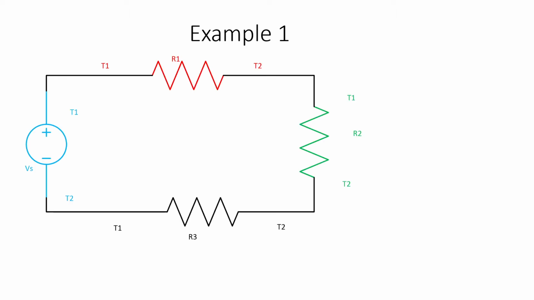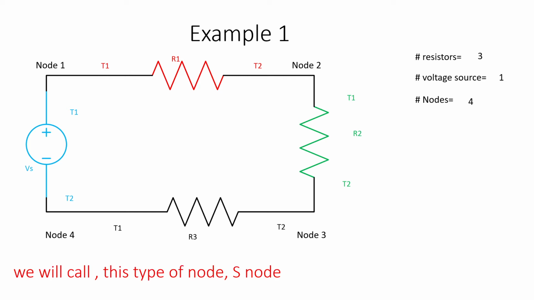This is our previous example, a circuit with three resistors and one voltage source. In this circuit, there are four nodes. All these nodes, I will call them S nodes because each connects only two elements. And this is the name I use for it, S node.